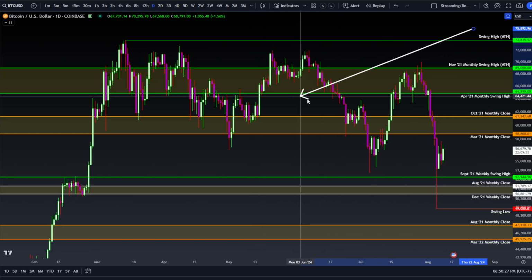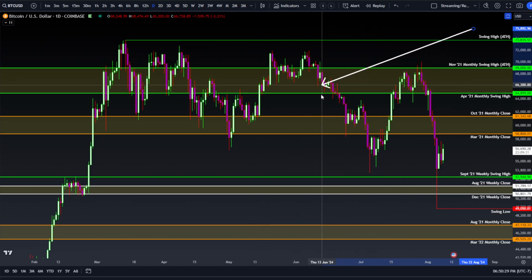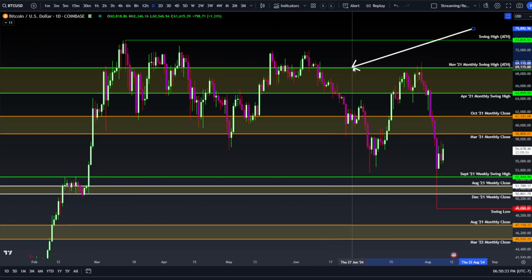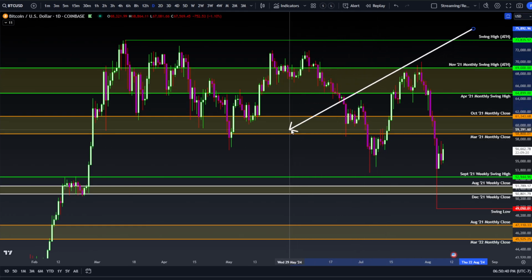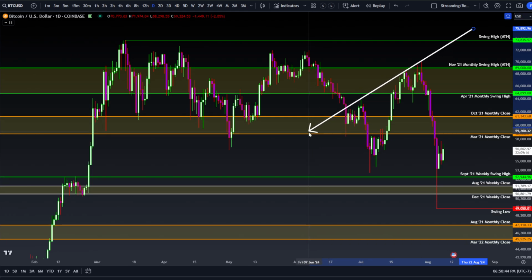We have the all-time high swing zone. This was the first high that was put in at $65,000 to the second high, or the actual all-time high of the prior cycle, at 69. So that's the all-time high swing zone. Those are the wicks. We have the closing zone from October of 2021 and March of 2021, respectively. These were monthly closing highs.